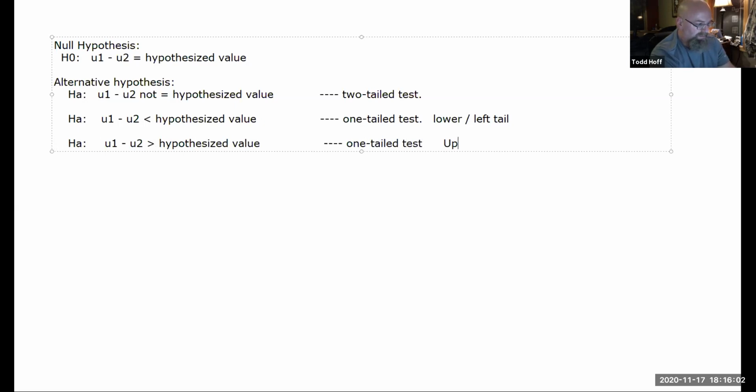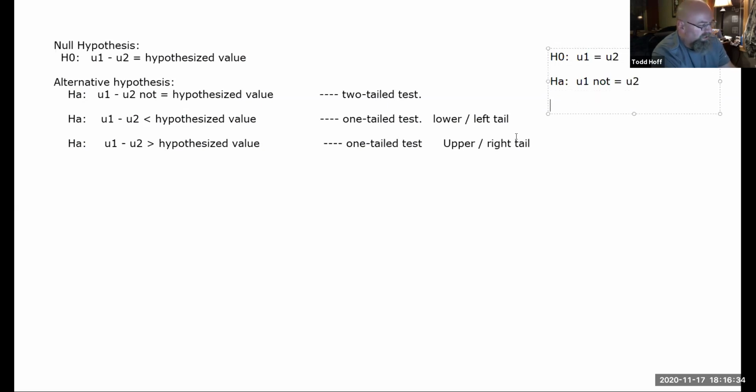However, this is now an upper or right tail test. Some textbooks allow for the null hypothesis to be worded as mu1 equals mu2, and the alternatives as the difference is different. Of course, this would be mu1 not equal to mu2.